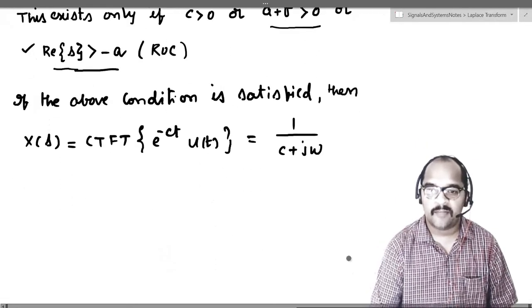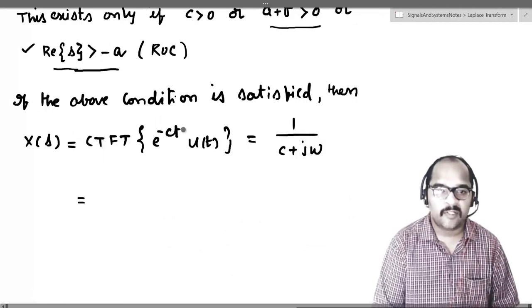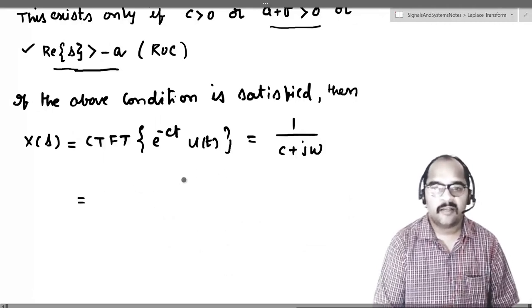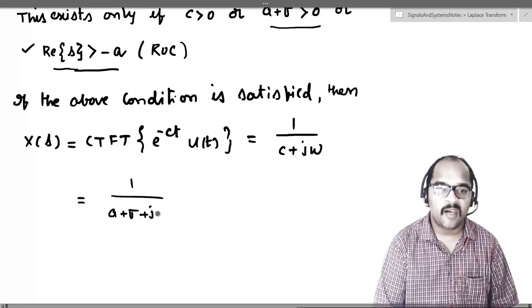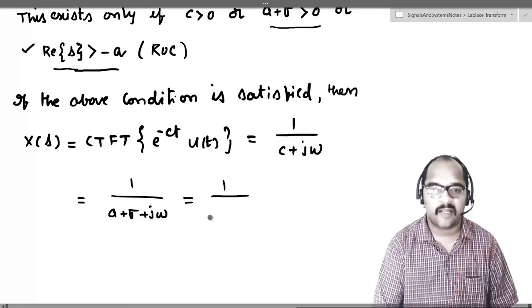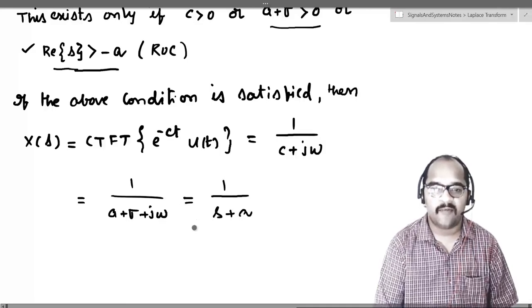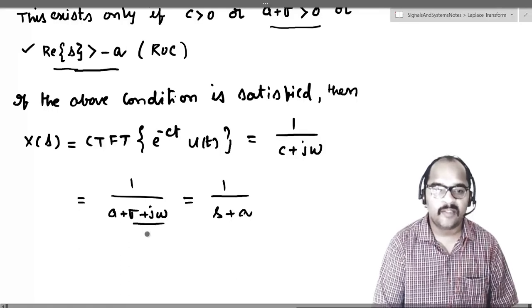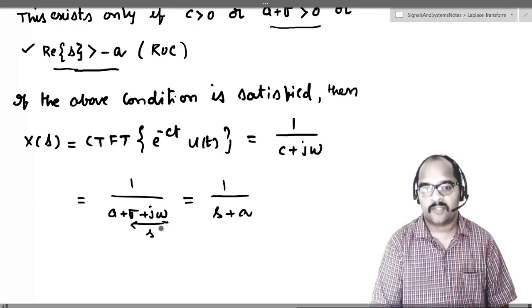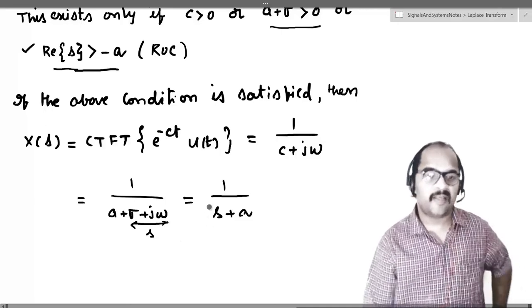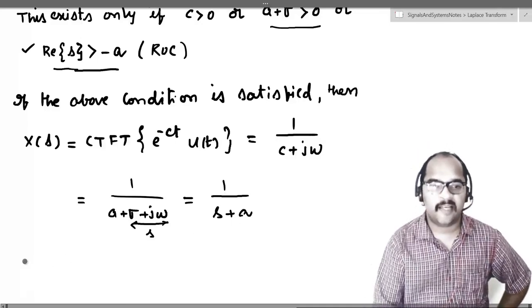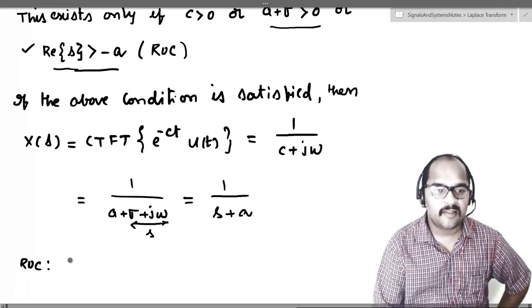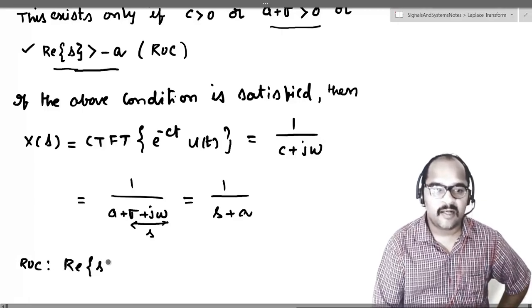So that is 1 by c plus j omega, but we know that c is how much? c is nothing but a plus sigma, so you get 1 by a plus sigma plus j omega, and this we can write as 1 by s plus a. Why? Sigma plus j omega is s, so we can replace that with s, and you get X of s to be 1 by s plus a. So what is the region of convergence? Region of convergence would be real part of s greater than minus a.